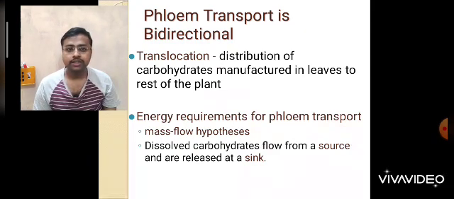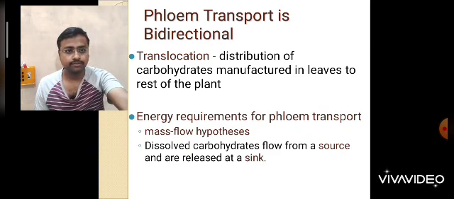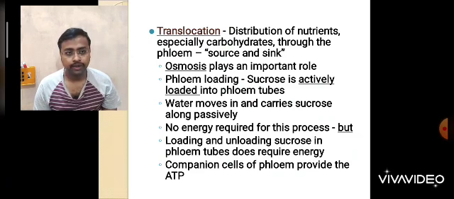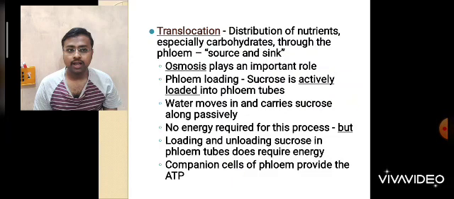So the phloem transportation is also necessary in order to provide substances and nutrients, and the mechanism through which it works can be explained through several theories. The translocation refers to the distribution of nutrients, especially carbohydrate, through phloem. The osmosis is an important phenomenon through which sucrose, like carbohydrates, is transported, and it requires energy. Once sucrose is loaded into the phloem, then it will be easily transported by the facilitated diffusion and will not require ATP.